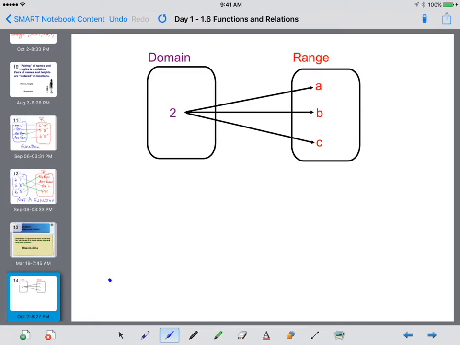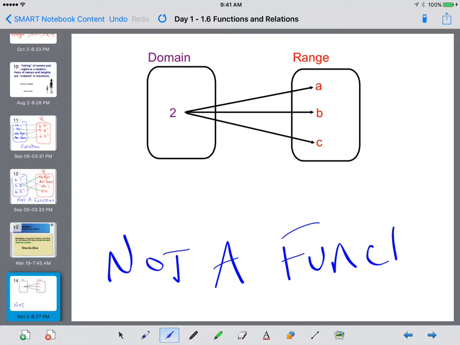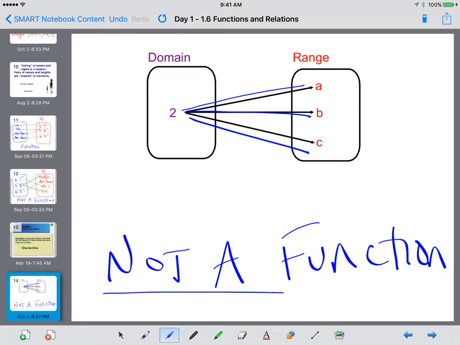If you said not a function, you would be correct. This 2 has 1, 2, 3 outputs. So this value in the domain has more than one value in the range, therefore not a function.